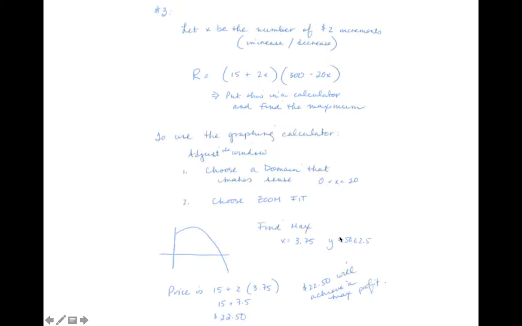And then it gives you these values, 3.75 and 5,065.5. So the last step will be for us to sort out what the price will actually be. We know that the price is 15 plus 2x, so it's actually $22.50 that will give you the maximum profit.